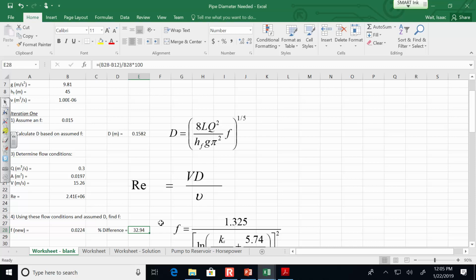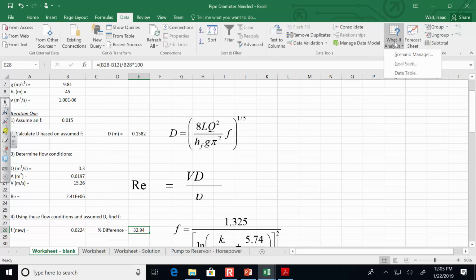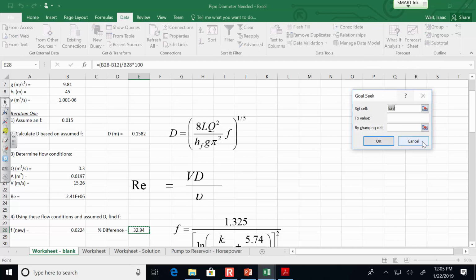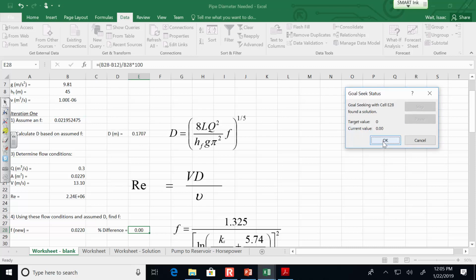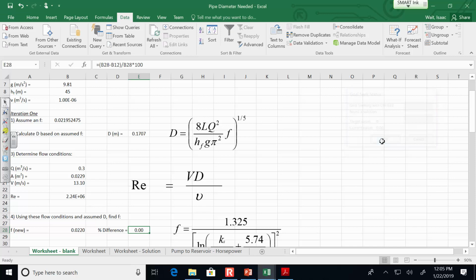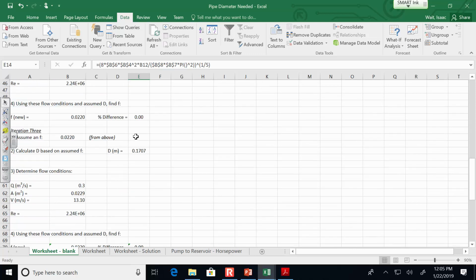I think that it won't work because two things are changing simultaneously, but let's see. Data, what-if analysis, goal seek. Our difference is 0 by changing this input here. All right. Oh, actually, it worked pretty good. 1707.